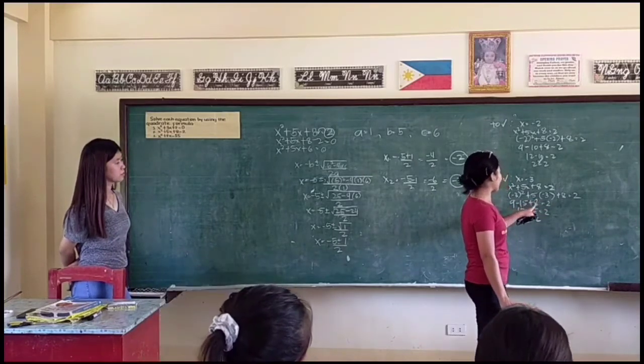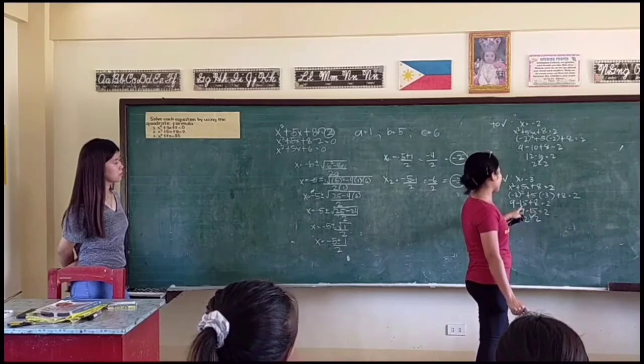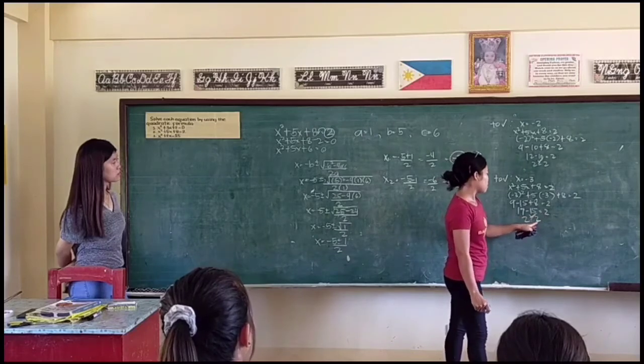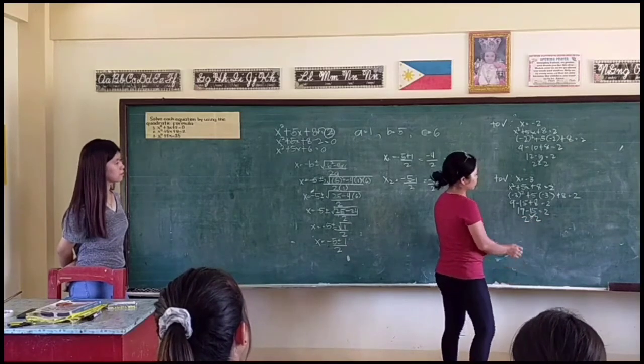So 9 plus 8 is equal to 17. Bring down negative 15, which equals 2. Then 2 is equal to 2. So it is correct also.